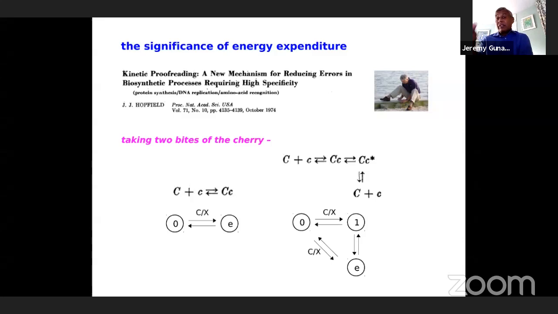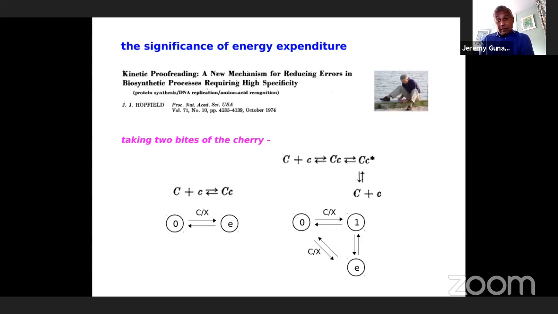And Hopfield is formulating this quantitatively as trying to determine the error ratio. So, let me rephrase that. It's the ratio of the probability of detecting the incorrect substrate, X, to the probability of detecting the correct substrate, C. When I say probability here, I mean probability at steady state. So Hopfield is imagining this biochemical mechanism operating at steady state. And he's using this error ratio as a way to understand discrimination.